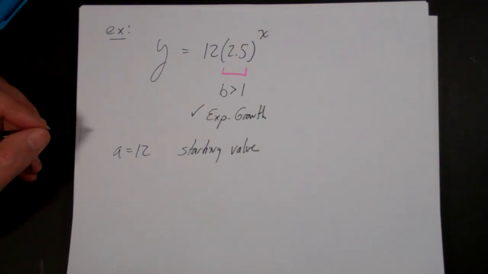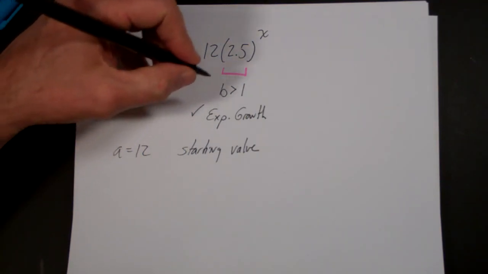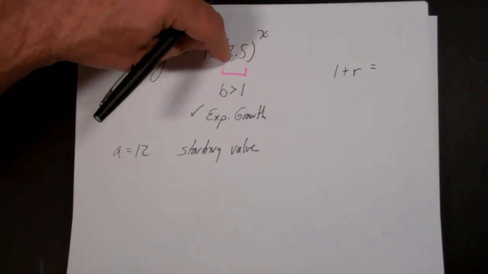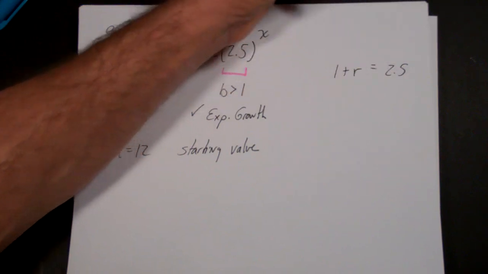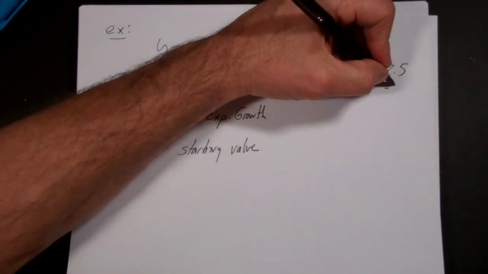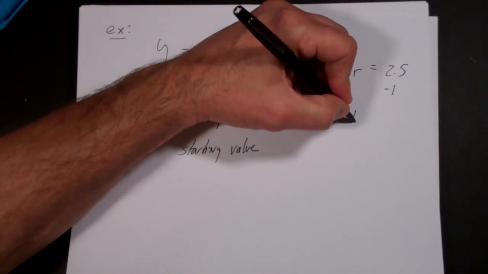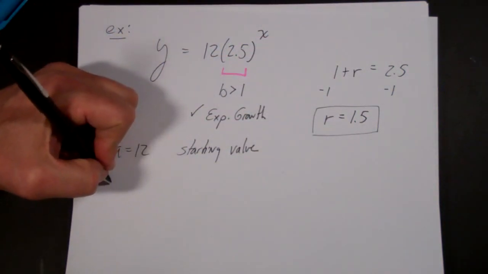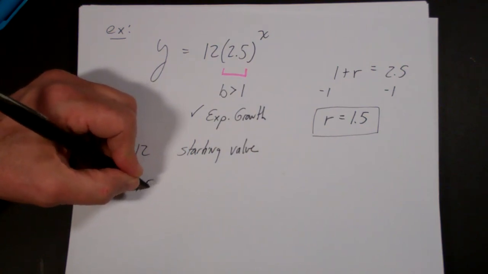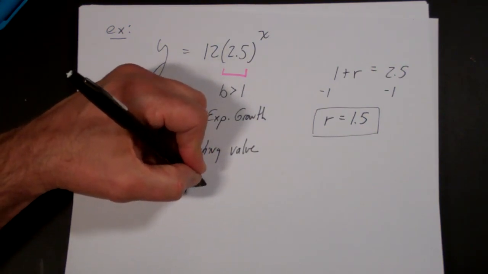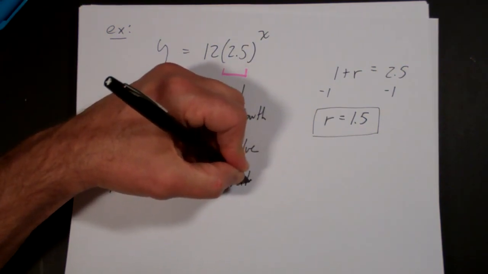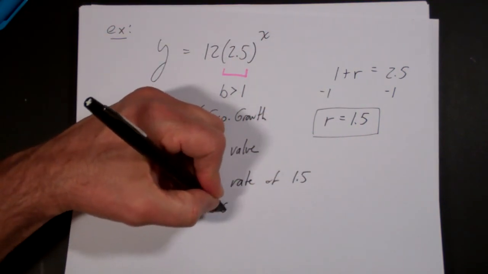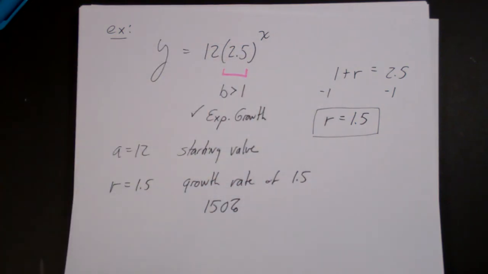Let's look at what the growth rate is. The way we find the growth rate is 1 plus r is 2.5. So if you subtract 1 from both sides, you get r is equal to 1.5, and that's the growth rate. So the growth rate, r, is 1.5, but usually we put it in percent terms, that's a 150% growth rate.